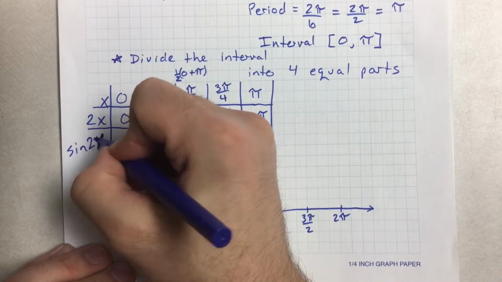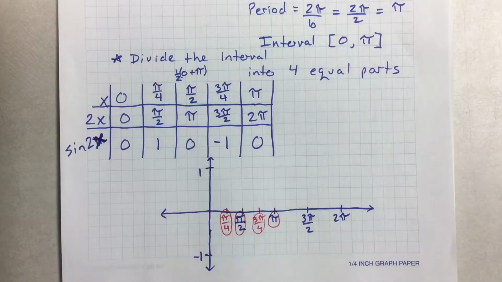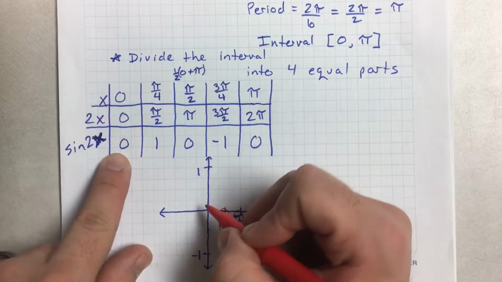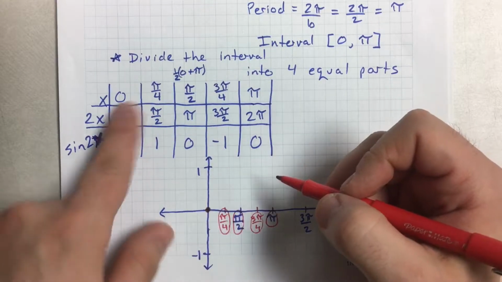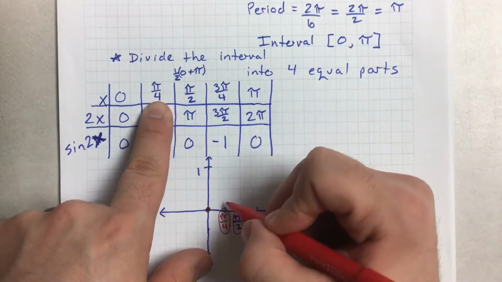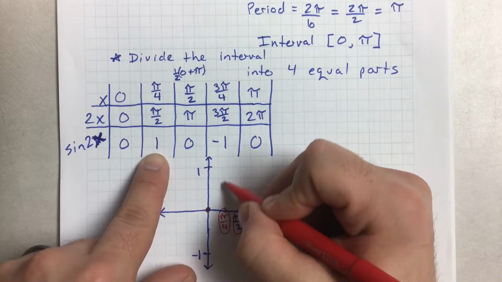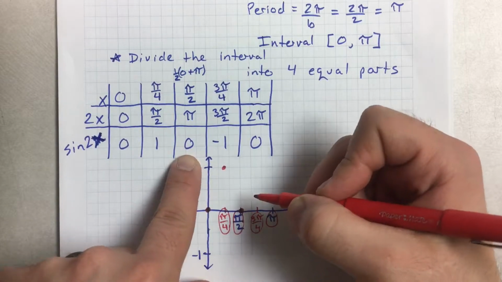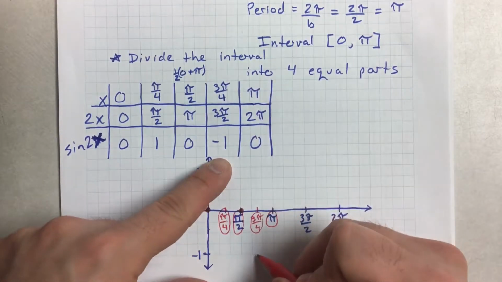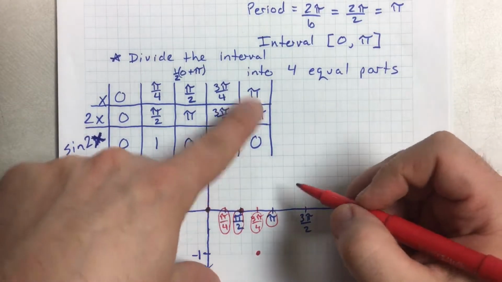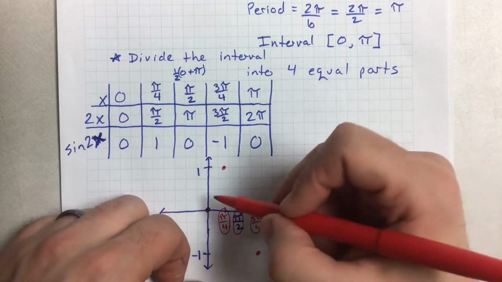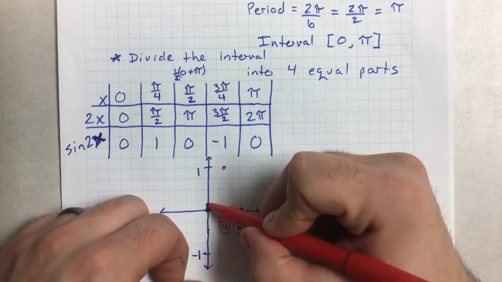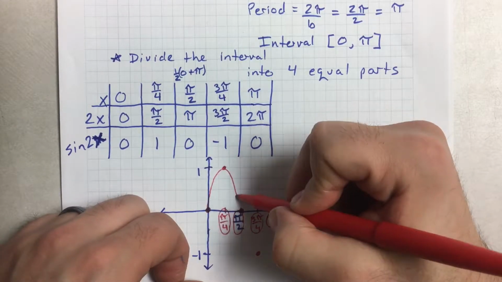Probably wondering what was going on with 2 pi there. Sine of 2x. So at sine of 2x, where x is 0, we're at 0. At x of pi/4, we're at 1. At pi/2, we're at 0. At 3 pi/4, we're at -1. And at pi, we're at 0. So we have fewer points here to make our graph more defined, but we know by now at least what our graph should look like.